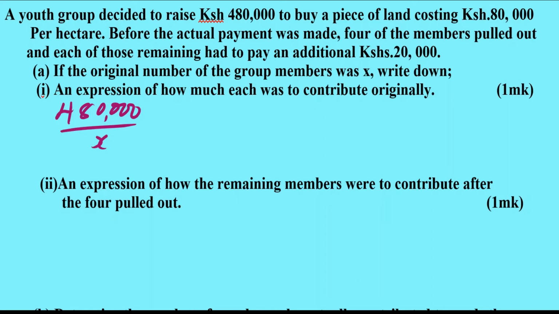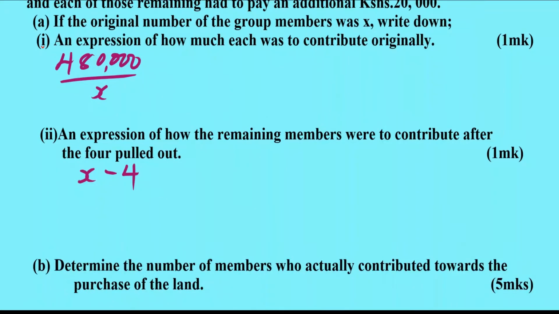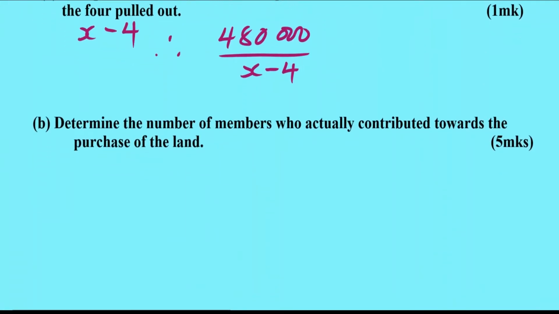Then part 2 is supposed to indicate an expression of how the remaining members were to contribute after the 4 pulled out. So note, after the 4 pulled out, the ones who were remaining were X minus 4. Therefore, the new contribution became 480,000 divided by X minus 4. So this is an expression showing the contribution made by the remaining members after 4 pulled out. Let's go to the next part.